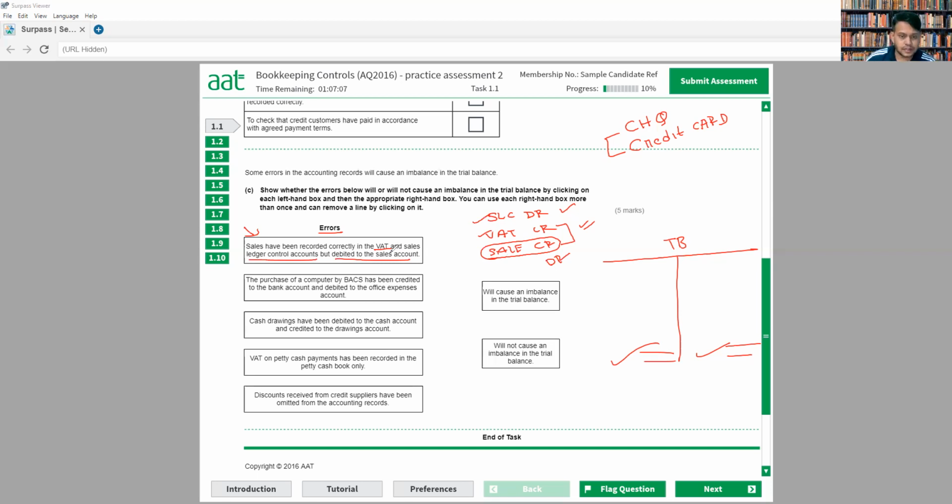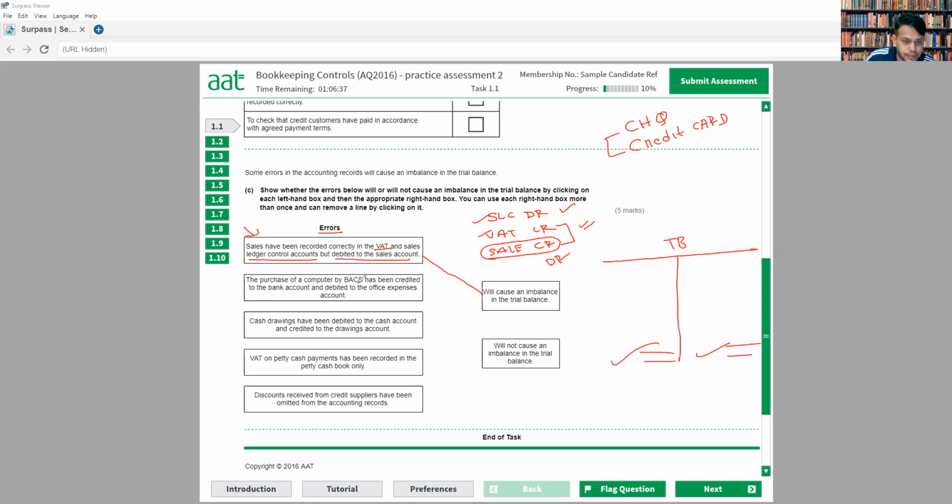So I'll say this mistake will cause an imbalance in the trial balance. Imbalance means the trial balance will not match. It will not be equal. So we'll choose the first option, because it will cause an imbalance. The imbalance occurs when the debit side and the credit side don't match. If the debit side and the credit side don't match, it creates an imbalance. Let's look at the next one.